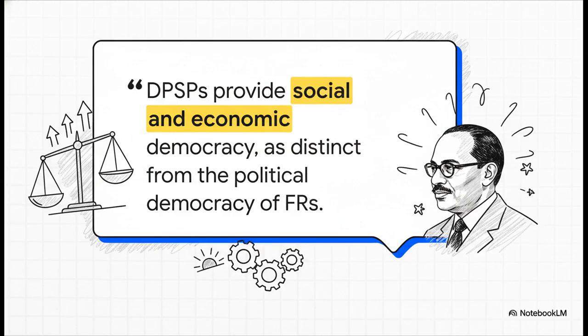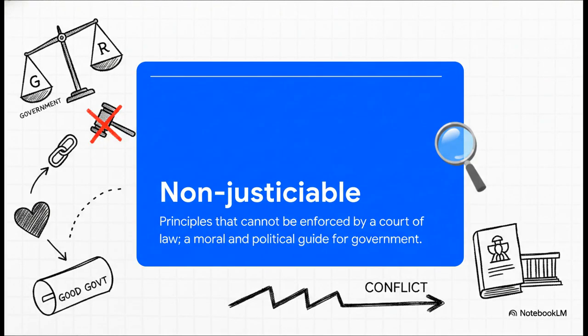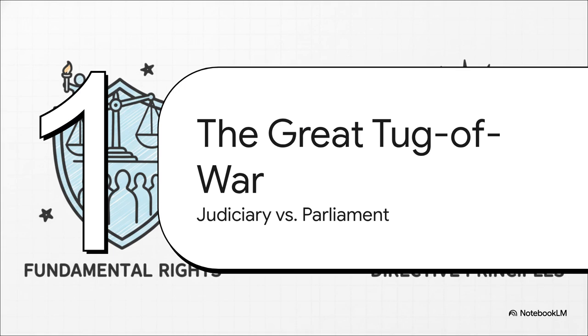It's a powerful idea. Now, here's the absolute key term you need to remember: non-justiciable. What does that mean? Well, unlike your fundamental rights, you can't just sue the government because they fail to implement one of these directive principles. They're more like a moral compass, a set of guidelines for what a good government should do, but it's not a contract you can enforce in court. And this one little distinction, oh boy, it's what sets the stage for decades of constitutional drama. And just like that, the great constitutional tug-of-war begins.